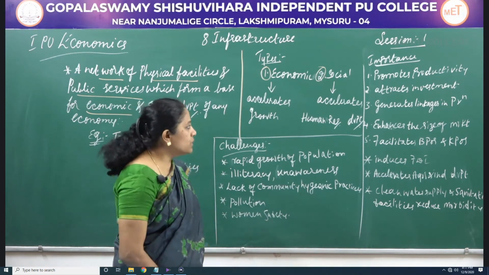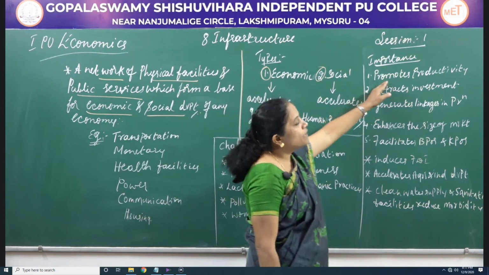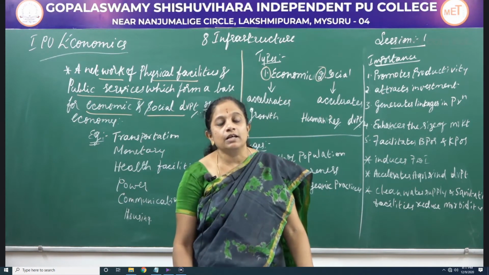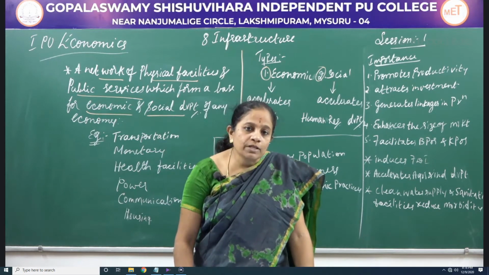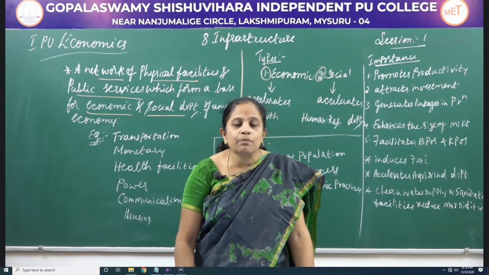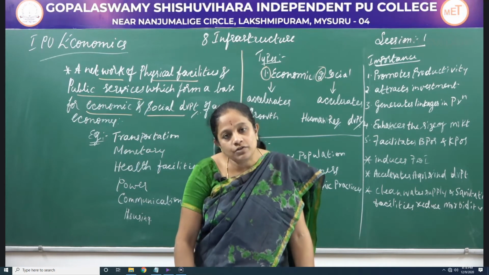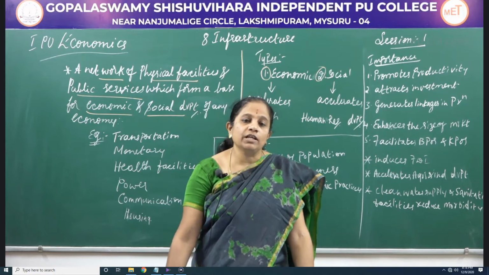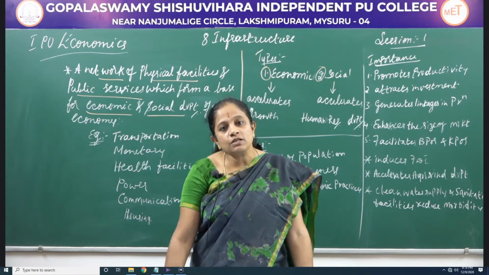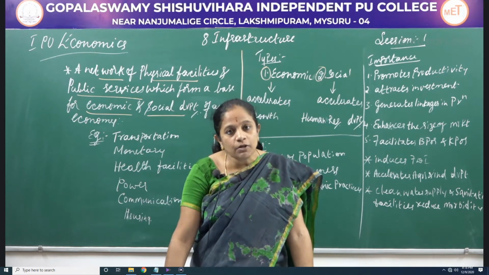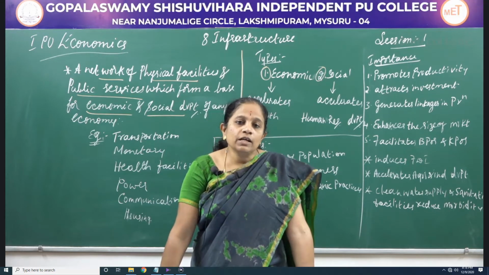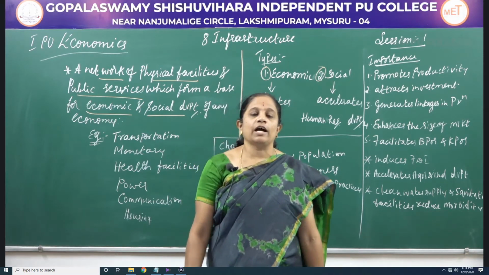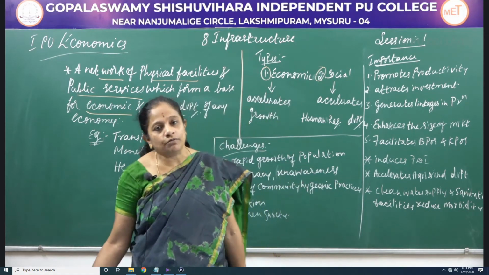Now, let us move towards the importance of infrastructure. Infrastructure is of great importance, and today 34% of India's GDP is being spent on infrastructure. It is very less when compared to the money spent by China. China is spending 46% of its GDP on infrastructure. Today, India is emerging as the second largest economy of Asia and the third largest economy of the world.